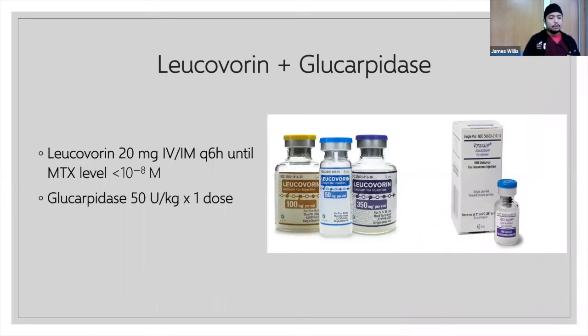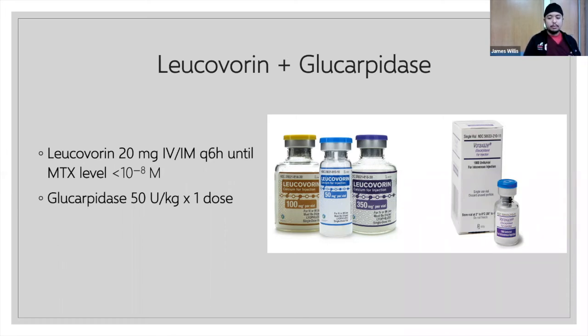For glucarpidase, usually you want to give it after you've already given aggressive folinic acid. You also want to have a serum level of methotrexate, because the indication is that it's been approved to give as long as the serum level is greater than 1, I believe, micromole per liter with the presence of renal dysfunction. So it has specific indications to use.